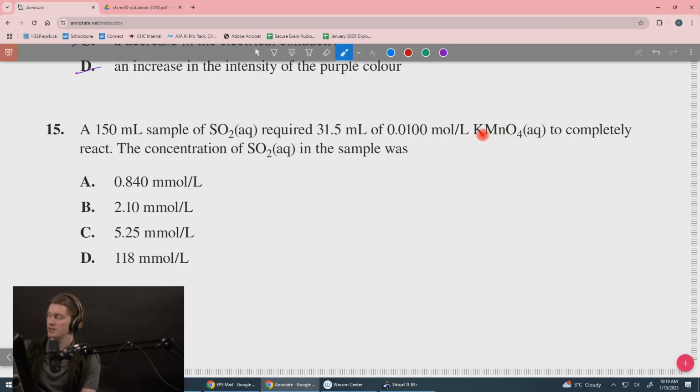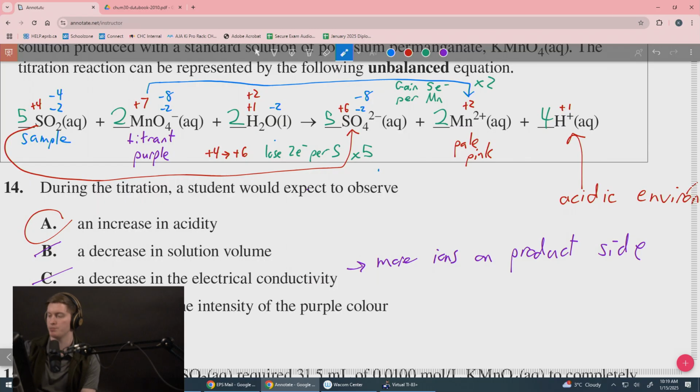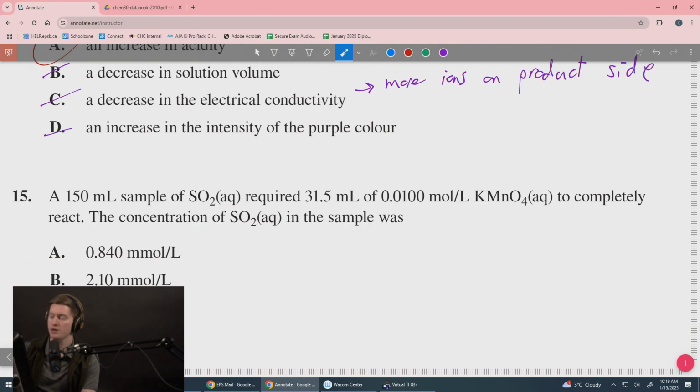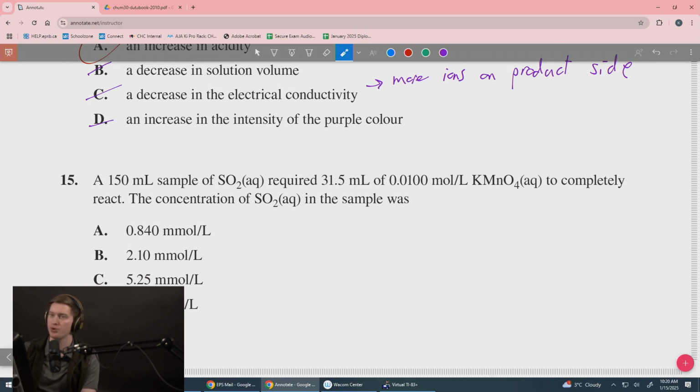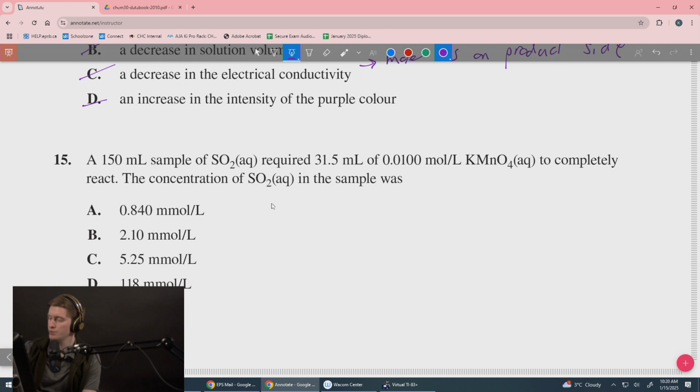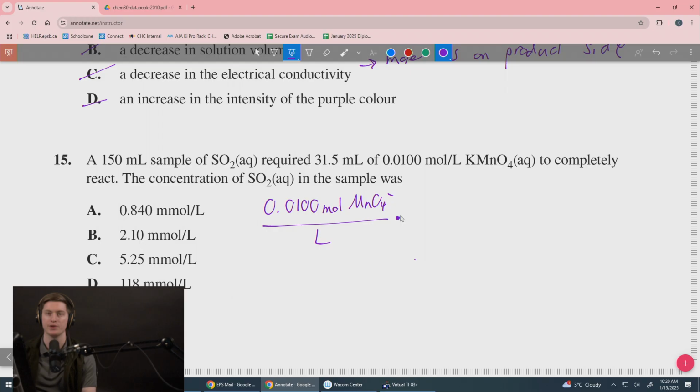We don't really care about the potassium here because our reaction just uses the permanganate, but there's only one permanganate per potassium permanganate, so we don't actually have to change this concentration at all if we just go to pure permanganate. So we have 0.0100 moles of permanganate per liter. Now, we are going to turn this into just moles of permanganate. Before we can do any sort of stoich of converting moles to moles, we have to just have moles.